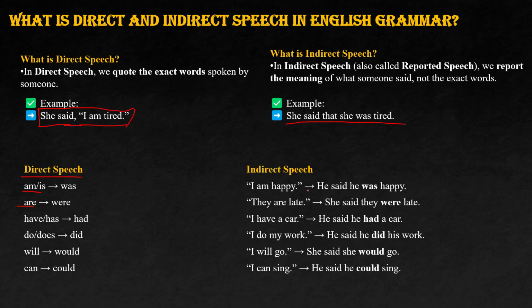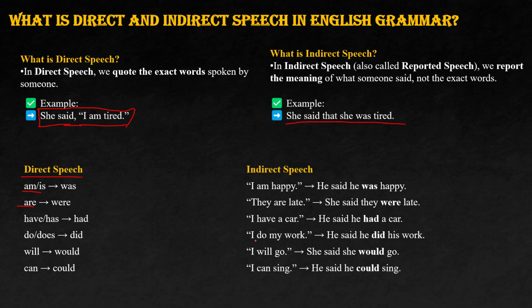So what exactly will happen here? He said that he was happy. You can even remove "that" here to form the sentence. Okay. They are late. She said that they were late. The present will become the past. I have a car. He said that he had a car.